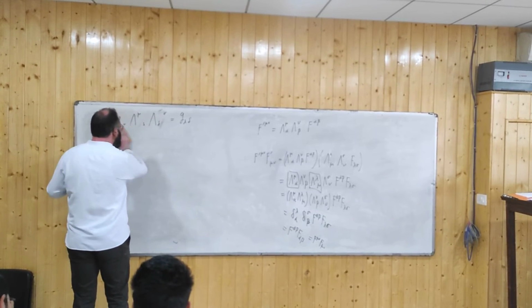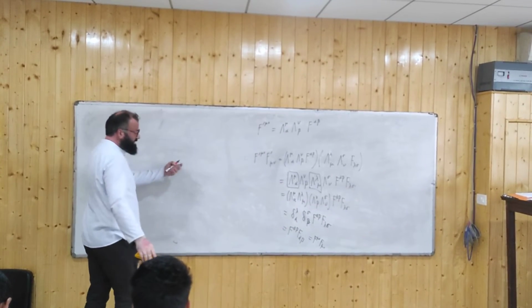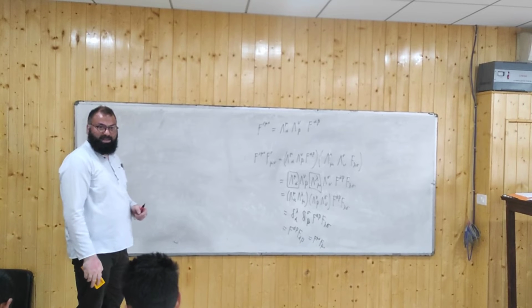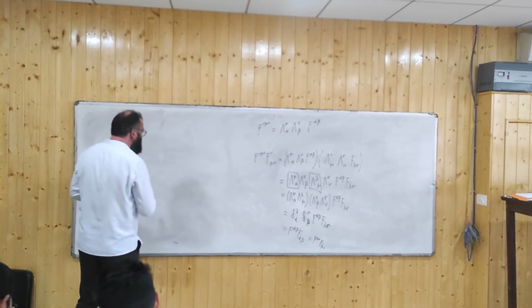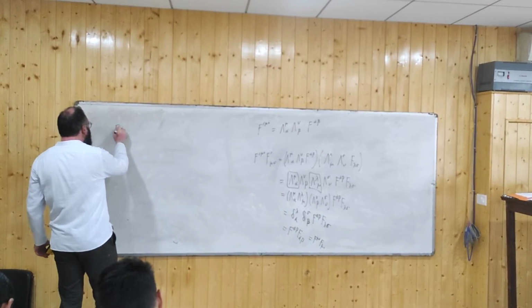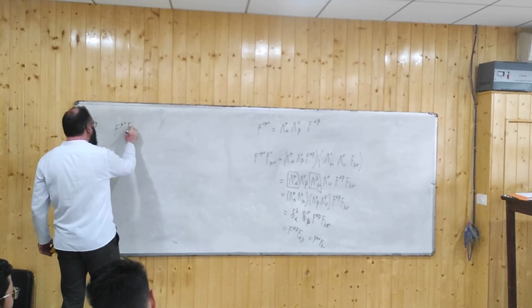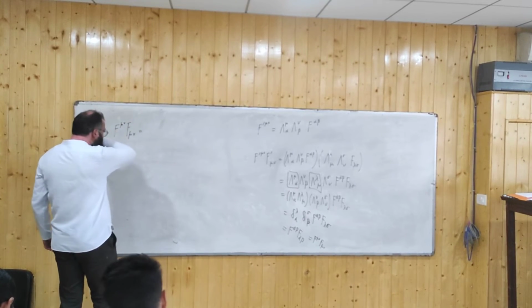Okay. Now let's check whether this is gauge invariant or not. Let's check. So you have this f mu nu, f mu nu.